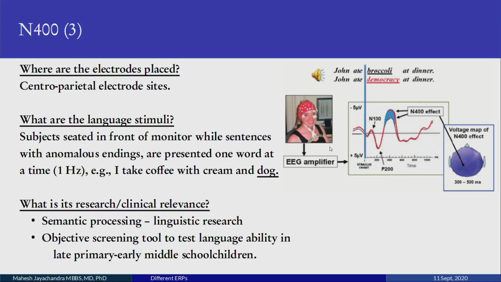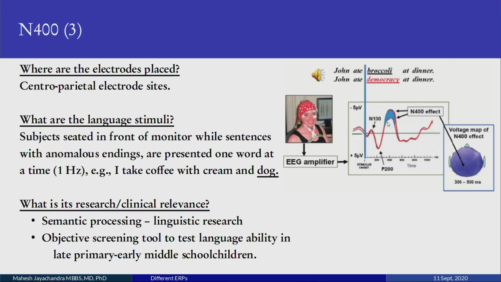Okay. So where are the electrodes placed for the N400? So again, centroparietal areas. And the subject is seated in front of a monitor, while sentences with anomalous endings are presented one word at a time, 1 hertz. I take coffee with cream and dog. So dog will give you the N400.